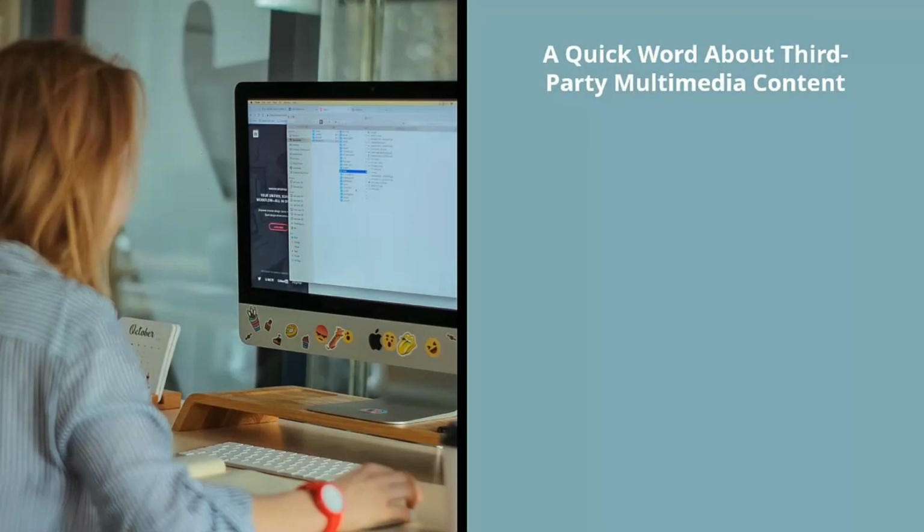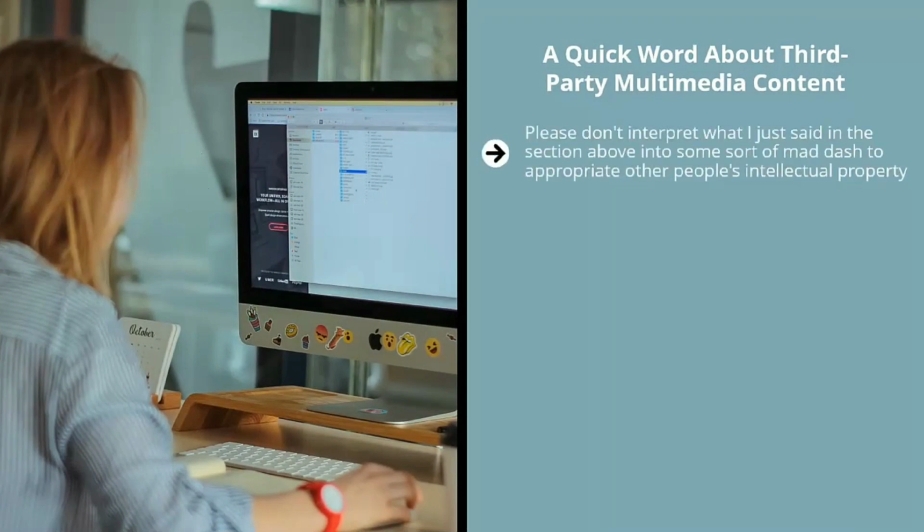A quick word about third-party multimedia content. Please don't interpret what I just said in the section above as some sort of mad dash to appropriate other people's intellectual property. You can't just take a video off YouTube and embed it in your content simply because it's related to your content's topic. That might land you in hot water. You have to do it the right way.